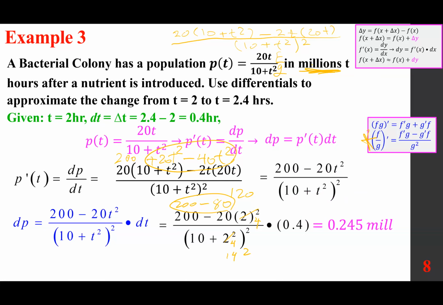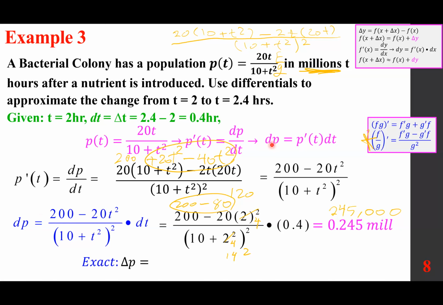Now, of course, that means $245,000. Can we find delta P instead of dP, instead of approximation? Can we come up with the exact answer? The answer is yes. Find delta P. So what is delta P?